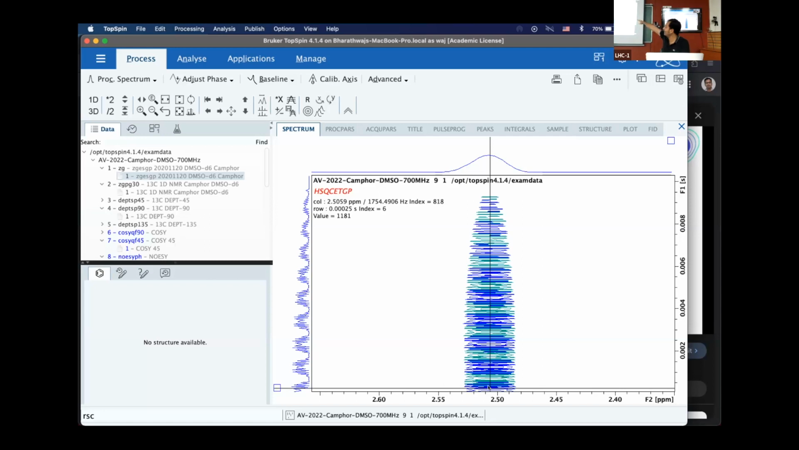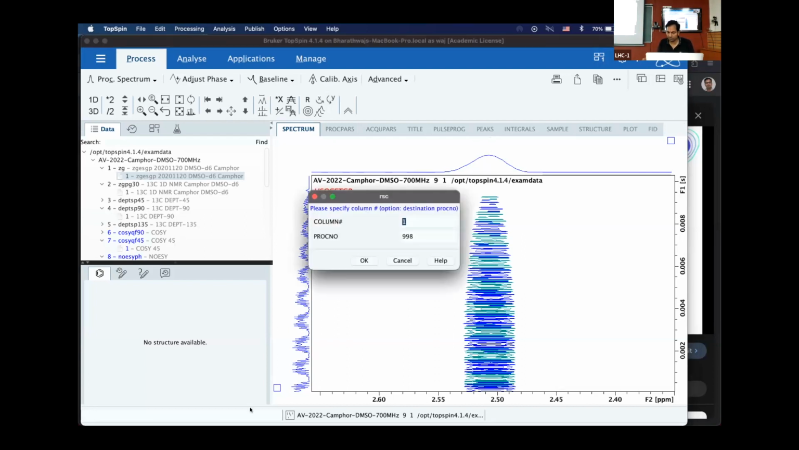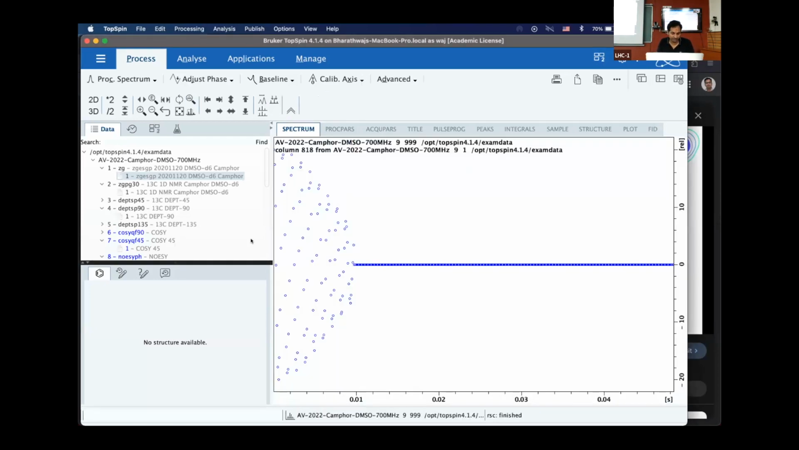1754.4906 hertz, index 818. I'm going to take this index, meaning that I go to this proton frequency and extract all the values from the column. Shall I do that? Let me do that. RSC, if you hit this, it's going to ask which column to take. I just picked up 818 because that's where I have my signal. And then I'm going to put it in one process part of the spectrum.